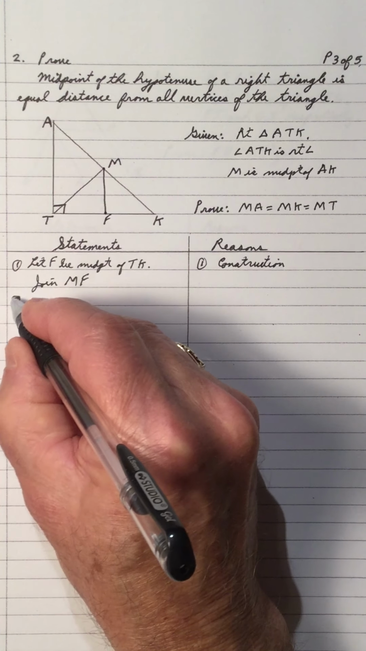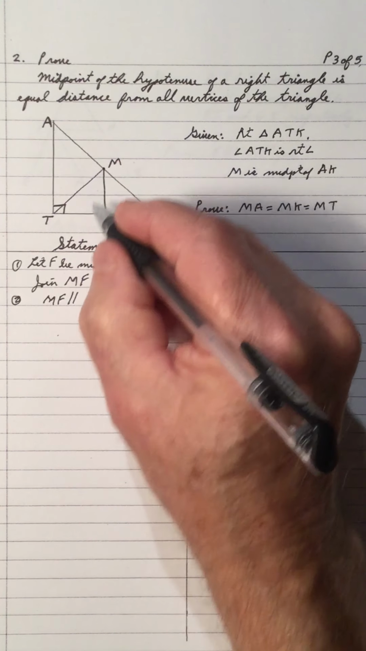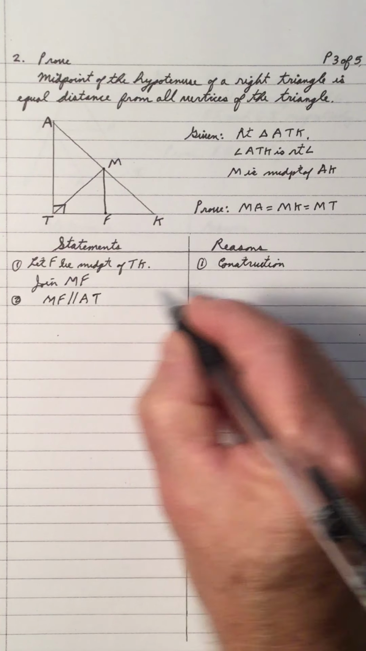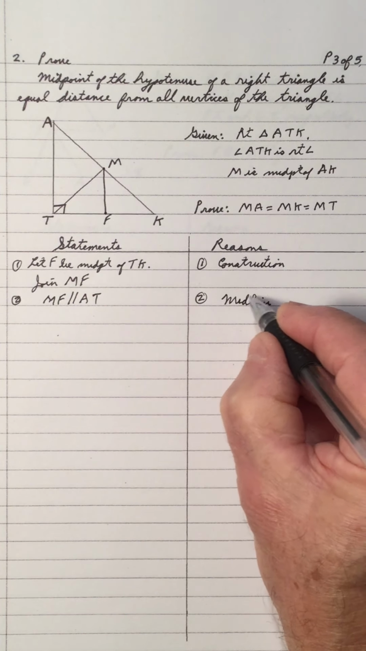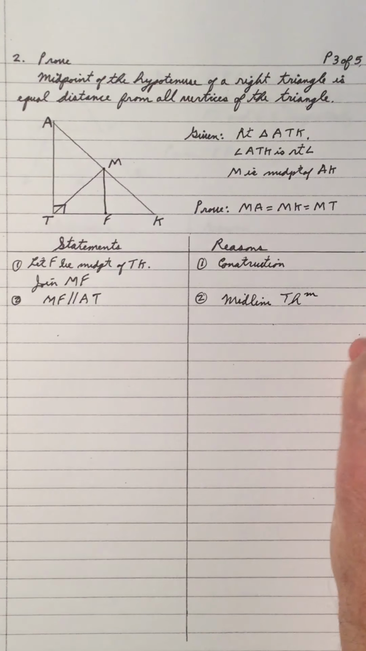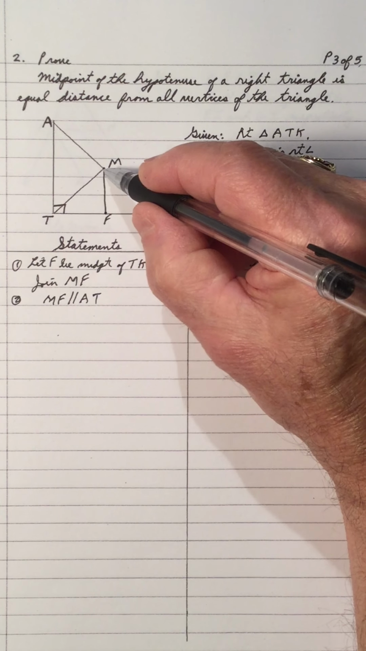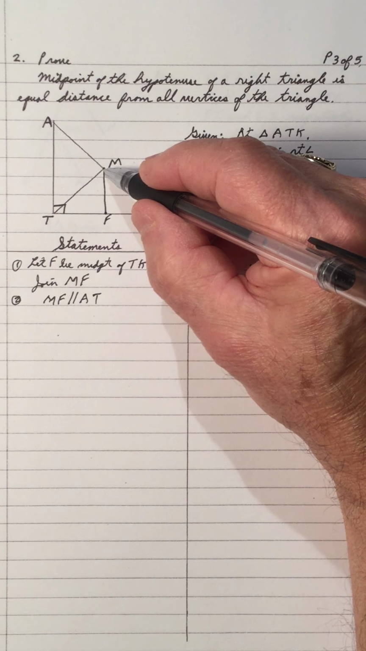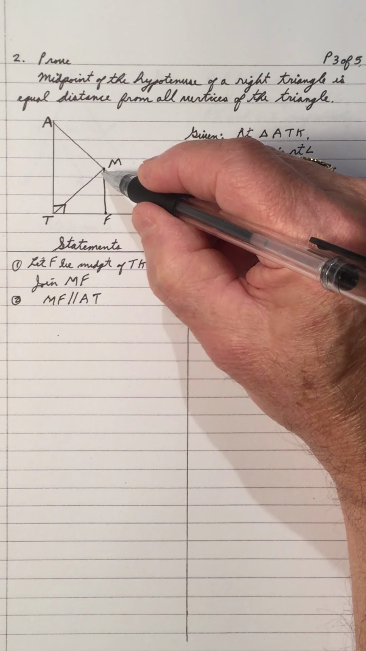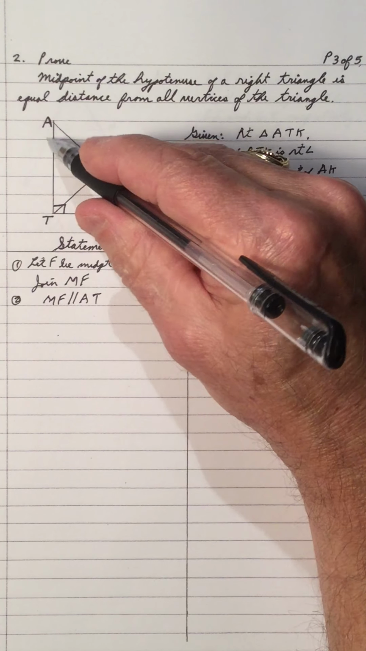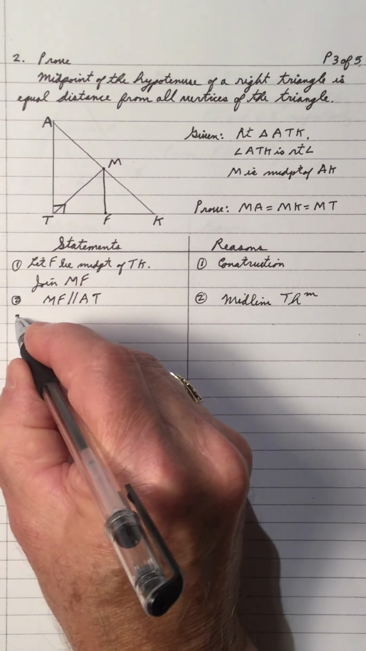And as a result, what I have is that MF is parallel to AT. And we just proved the theorem. It's called the midline theorem. And what I mean by the midline theorem is that we have two midpoints of sides of a triangle. So this is the midpoint of AK. This is the midpoint of TK. So the segment that passes through these two midpoints is parallel to the third side, AT. So that's the midline theorem that we just proved.